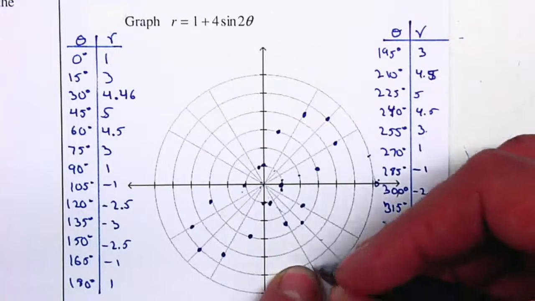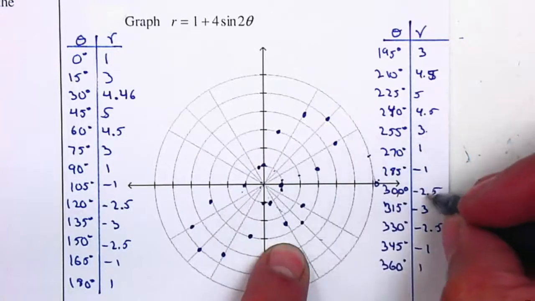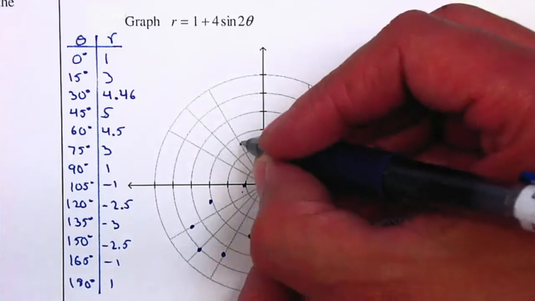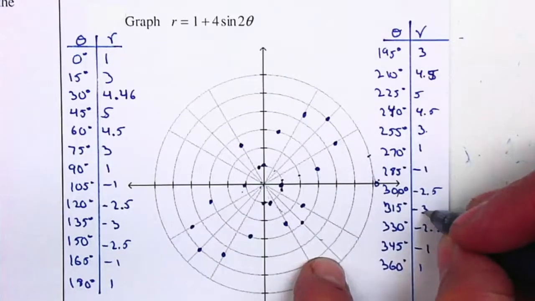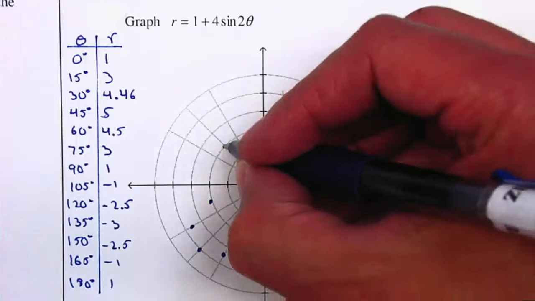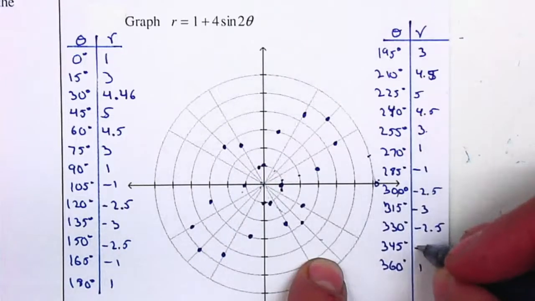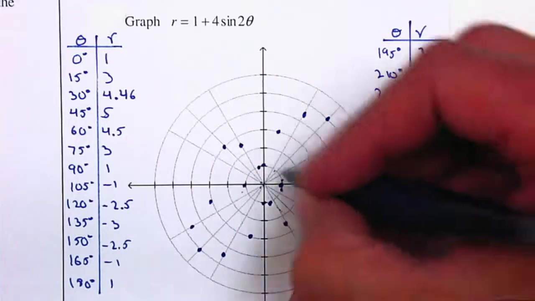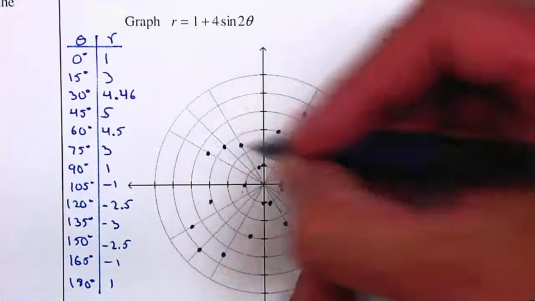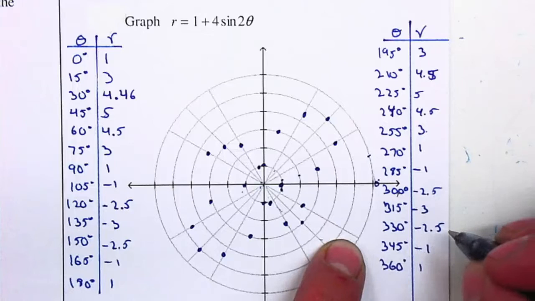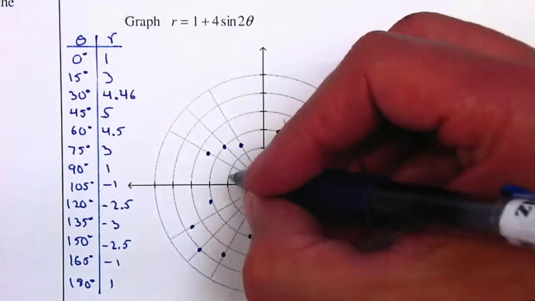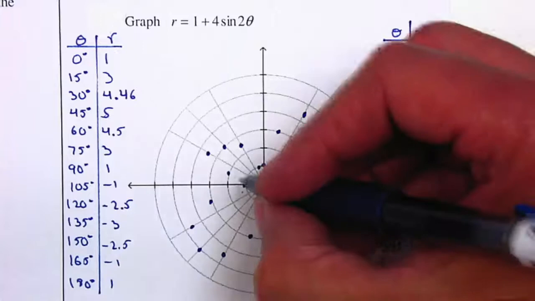300, which is this line right here, instead of being positive, is negative 2.5. 315, which is your 45, is negative 3. 330 is negative 2.5. 345 is negative 1, and last is 360 as well.